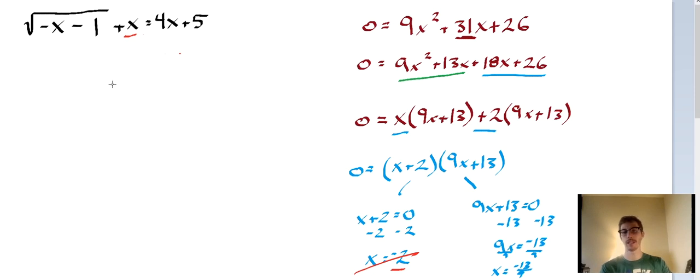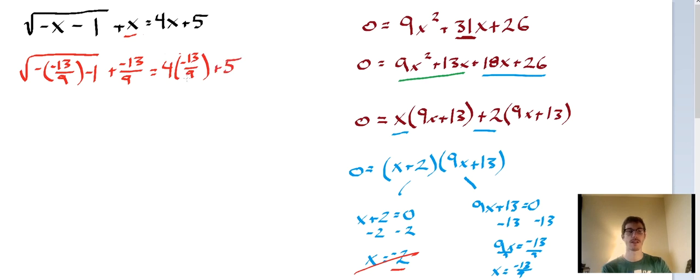How about a negative 13 ninths? We'll take the square root of a negative 13 ninths minus 1 plus negative 13 ninths is equal to 4 times a negative 13 ninths plus 5. And if you do all of that math out, you get a negative 0.7 repeating is equal to a negative 0.7 repeating. That one checks out, which means it is a valid answer, and we'll just write it right here.